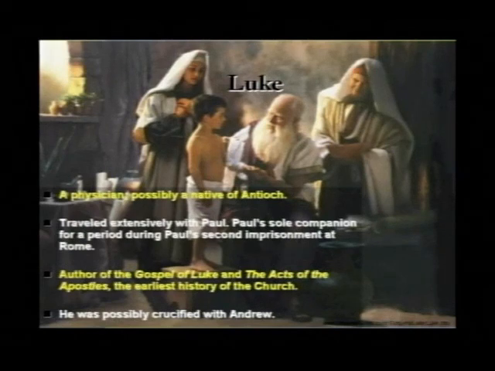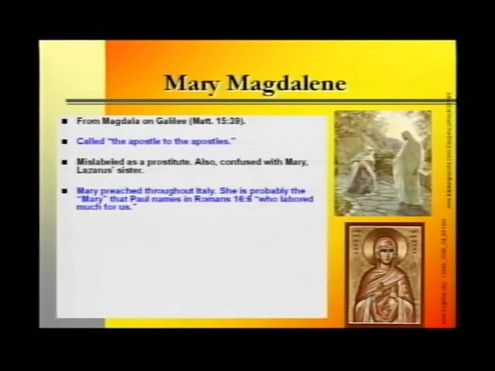Luke was possibly crucified with Andrew. Mary Magdalene, in your notes you can see, has been called the apostle to the apostles since she took the news of Jesus' resurrection to the apostles. She was from Magdala of Galilee. She was mislabeled as a prostitute. Many Christians are taught that she was a prostitute, but that's not really necessarily accurate.